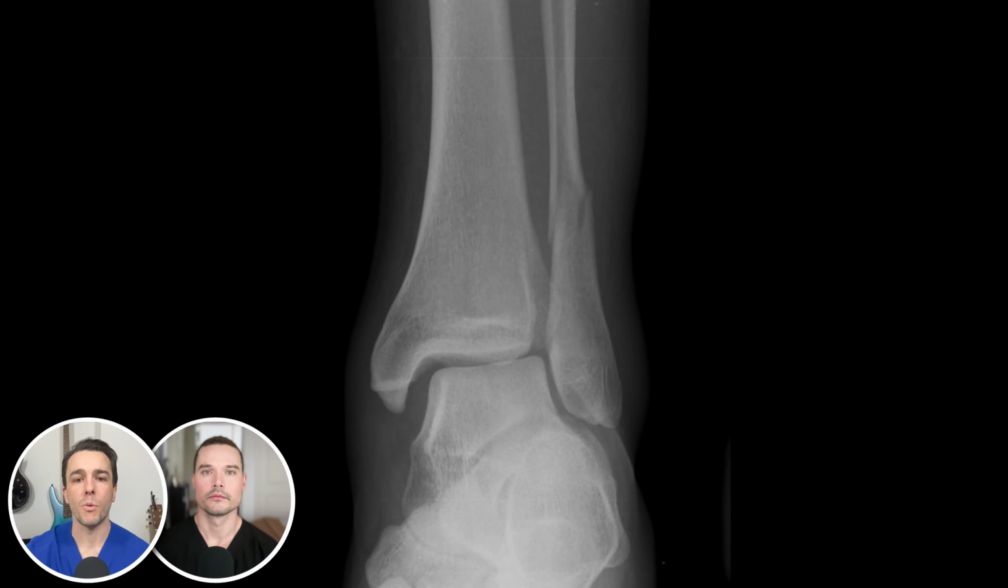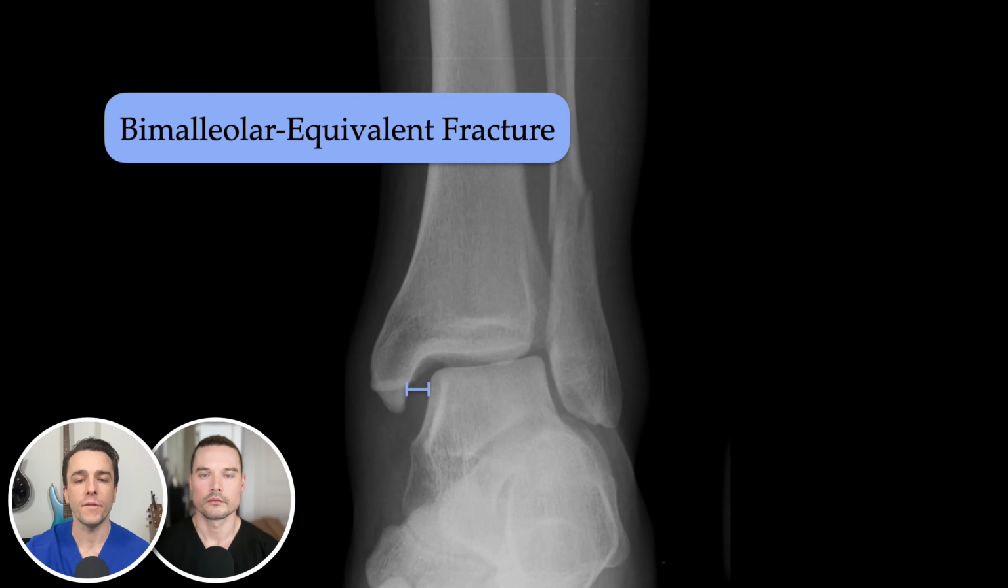So take a look at this mortise view and see if you can make the diagnosis. So here we have an obvious fracture through the fibula, which looks to be just above the level of the syndesmosis. So this is supra. So this is probably a Weber C. So let's look for some other things. We see right here, there's no fracture here, but we do see evidence of widening of that medial clear space. And that in itself makes this concerning for a bimalleolar equivalent fracture.